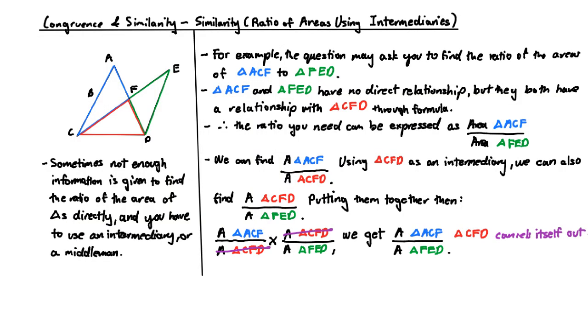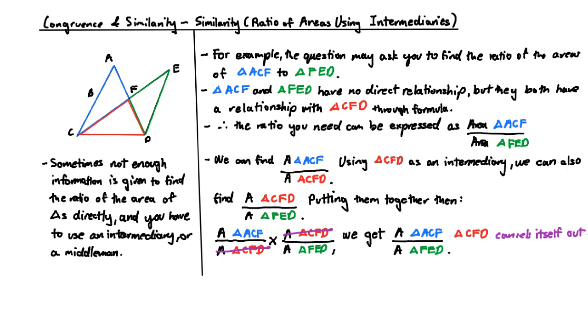So now we go to the next part, which is to find the ratio of areas using intermediaries. Now, intermediaries are just like a middleman. So you couldn't go directly, you go through someone or something else. And sometimes in the questions, you don't get enough information to find the ratio of the areas of the triangles that you want directly. So use an intermediary or a middleman.